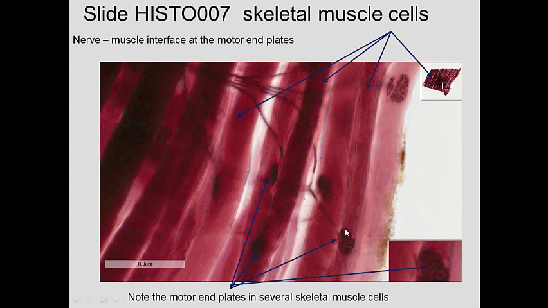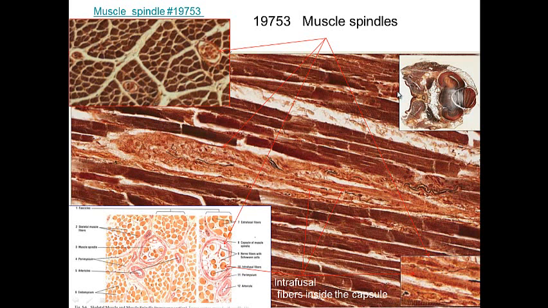So the motor end plates we saw before innervate the skeletal muscle cells, but this is a muscle spindle. You can see this is a longitudinal view of it. This is a cross-section of one, and you can see these fibers. If you see a higher mag of these, you can see there are actually striations of these intrafusal fibers inside the capsule. The capsule is dense irregular connective tissue that goes around it.